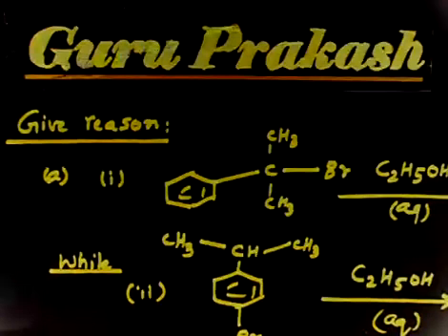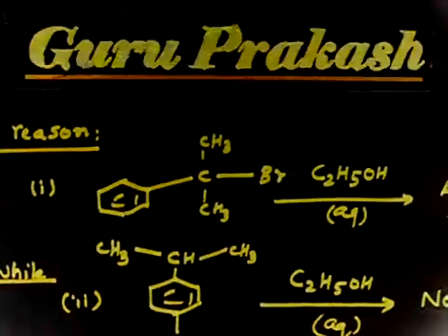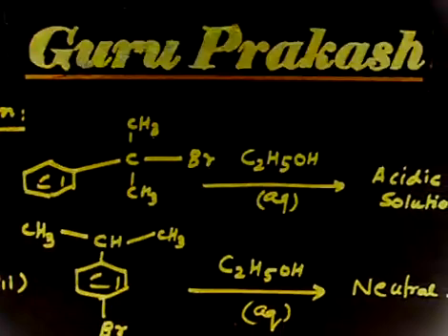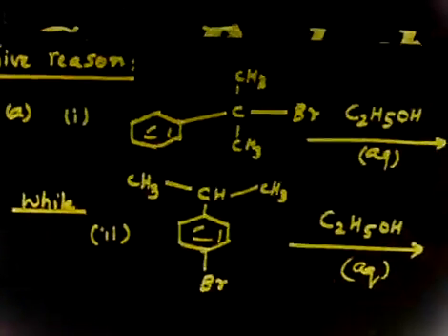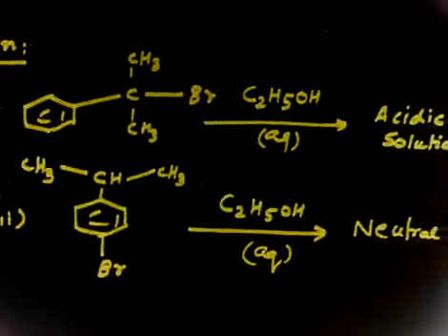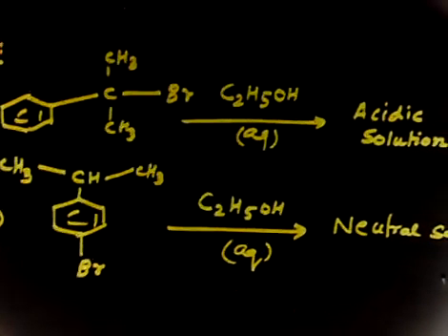So you have to give reasons in the following cases. If you have this molecule and you treat it with C2H5OH, that is aqueous, the final solution that is formed is an acidic solution. But if you treat this other molecule in the presence of aqueous C2H5OH, the solution is not acidic, it's a neutral solution. Why is this so? You have to explain the acidity of the first solution and the neutrality of the second solution. That is your task.